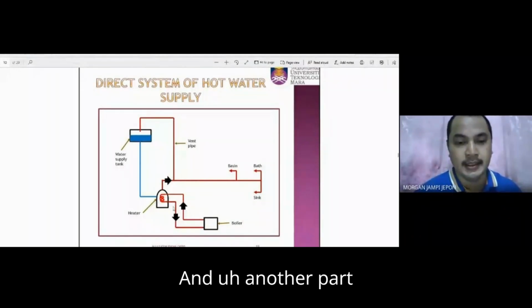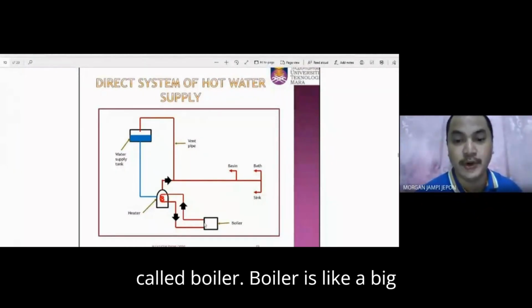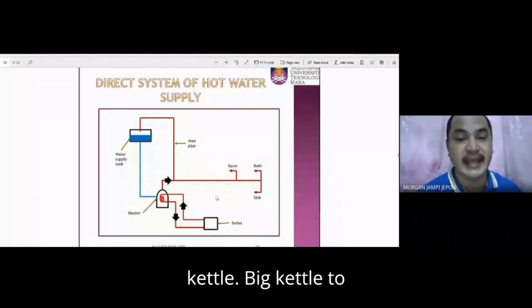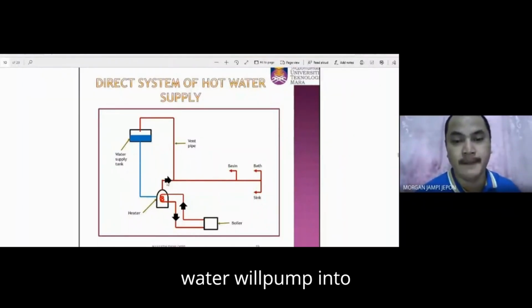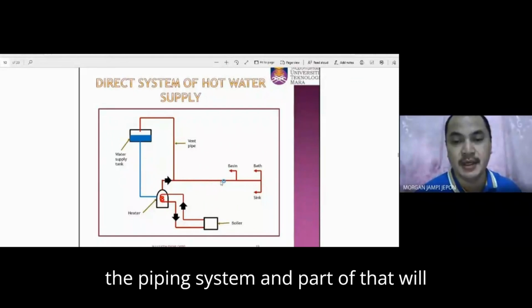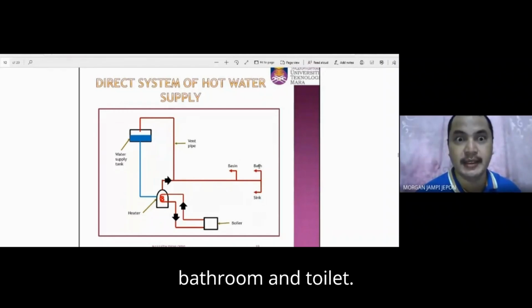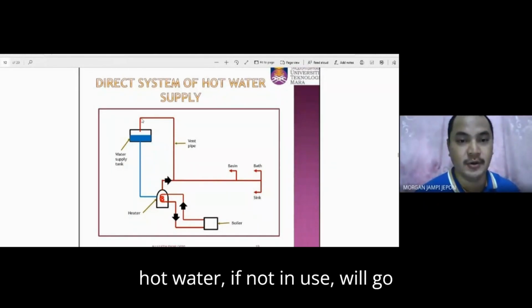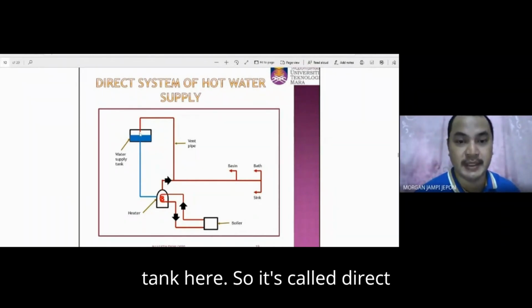Another part of the heating system is called the boiler. A boiler is like a big kettle, a big kettle to store the hot water. That hot water will be pumped into the piping system, and part of that will go to the kitchen as well as bathroom and toilet. The overflow pipe is provided so that hot water, if not in use, will go back to the cold water supply tank here.